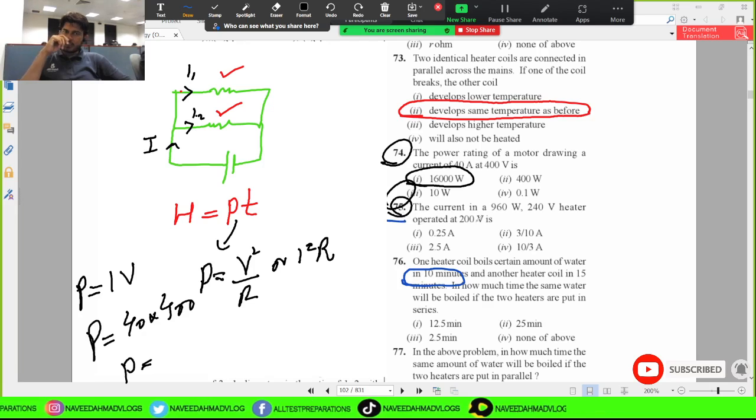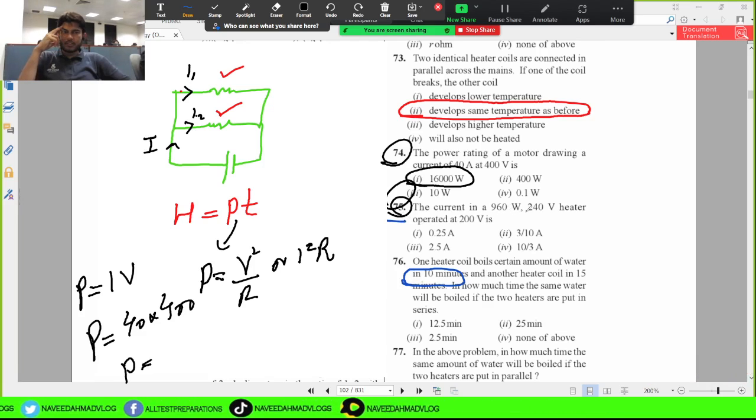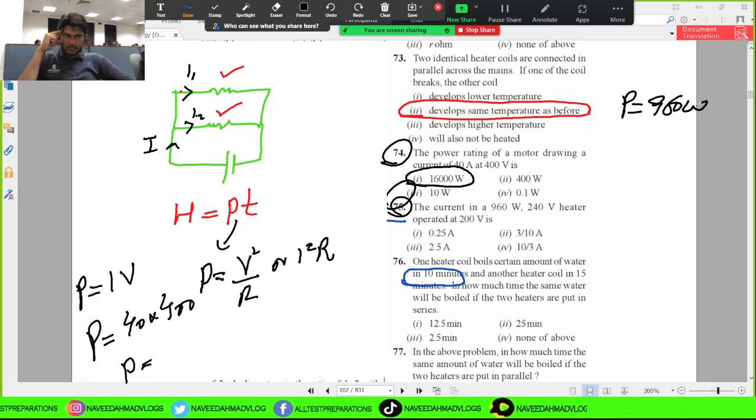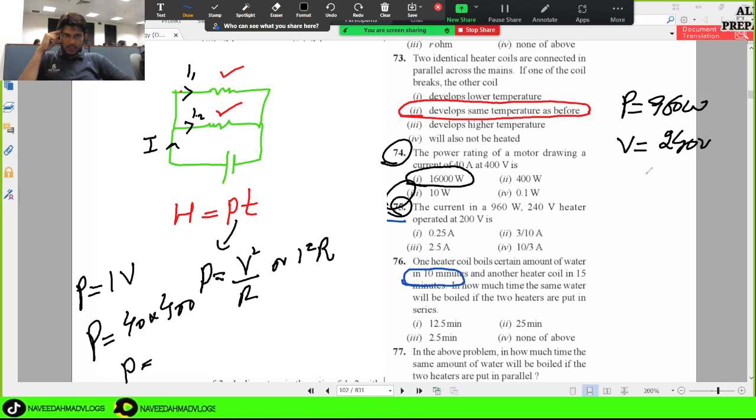Okay, 75. What is the current in a 960 watt, 240 volt heater operated at 200 volt? So this is the supply voltage and this is the rated voltage of the heater. Okay, so we need to find the current. So power is given to me, that is 960 watts. This is the rated voltage, that is 240 volt, but the supply voltage is 200.